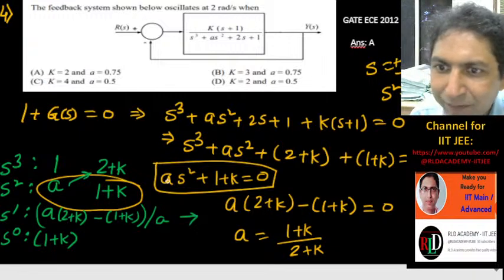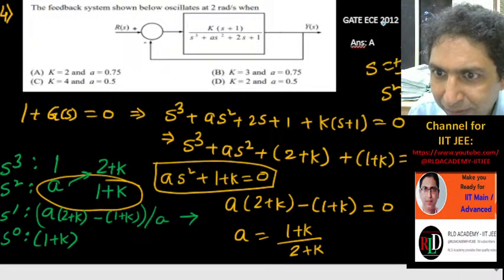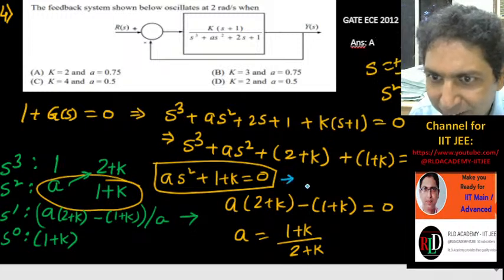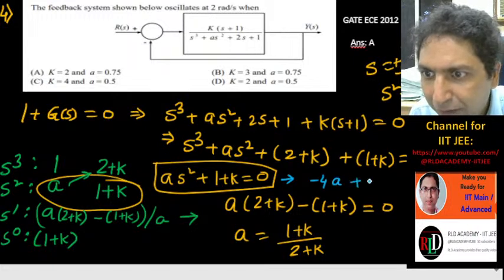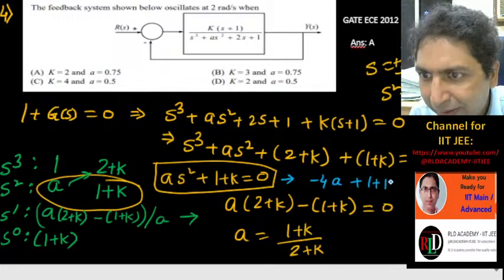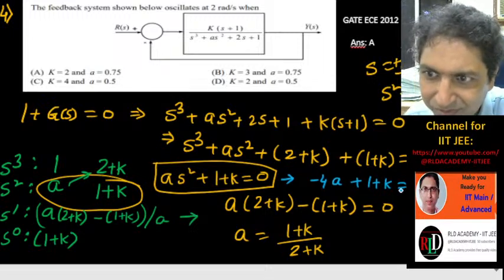Okay, that I can replace here. I can replace s square equal to minus 4 here. It is a little bit difficult. So it is minus 4 times a plus 1 plus k, that is equals to 0. Right?